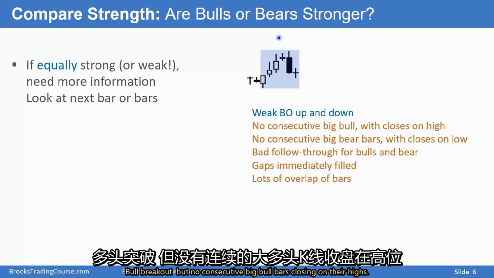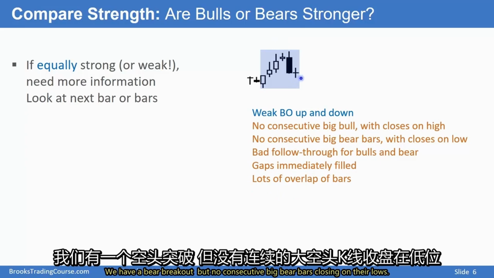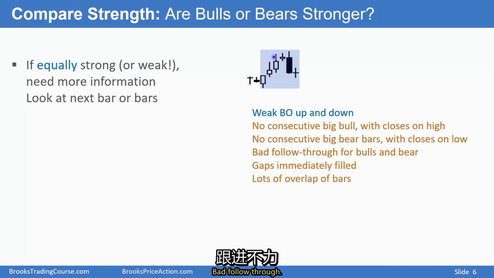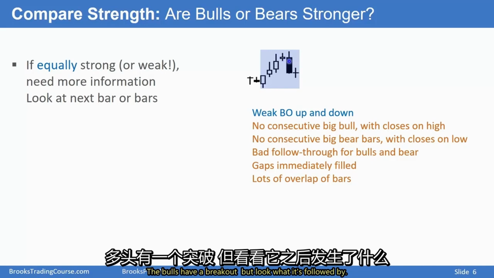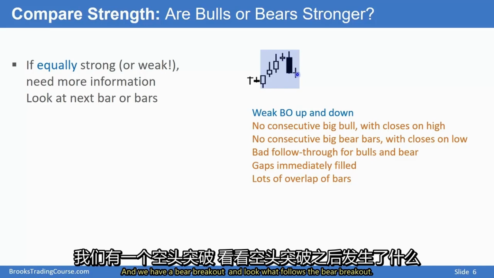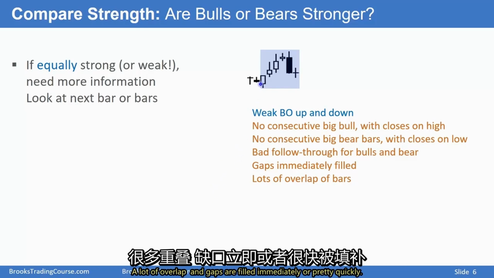We have a bear bar, but a doji follow-through bar, and it's still a higher low. Bull breakout, but no consecutive big bull bars closing on their highs. We have a bear breakout, but no consecutive big bear bars closing on their lows. Bad follow-through. The bulls have a breakout, but look what it's followed by. And we have a bear breakout, and look what follows the bear breakout. A lot of overlap, and gaps are filled immediately or pretty quickly.